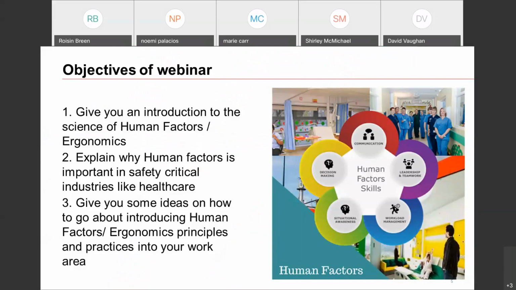Then I'll give some ideas on how you could go about introducing human factors and ergonomics principles and practices into your work area. Just before I start, this is going to be a real fly through different areas in relation to human factors. In aviation, when we do an introduction to human factors course, it usually lasts 3 days. So I'm giving you a very synopsized version here today. But if you do have any questions, please put them in the chat box and we can stop along the way to answer, or we can answer at the end.